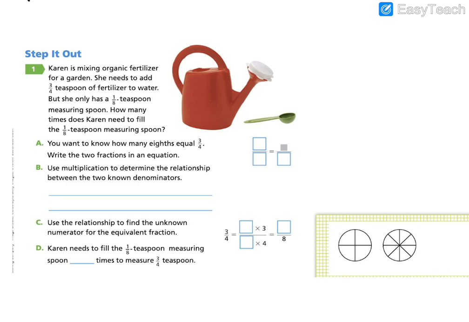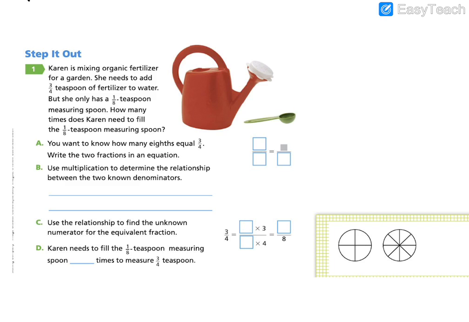All right, so let's go ahead and complete our first question. Karen is mixing organic fertilizer for her garden. She needs to add 3/4 teaspoon of fertilizer to the water, but she only has a 1/8 teaspoon measuring spoon. How many times does Karen need to fill the 1/8 teaspoon measuring spoon? You want to know how many eighths will equal 3/4.